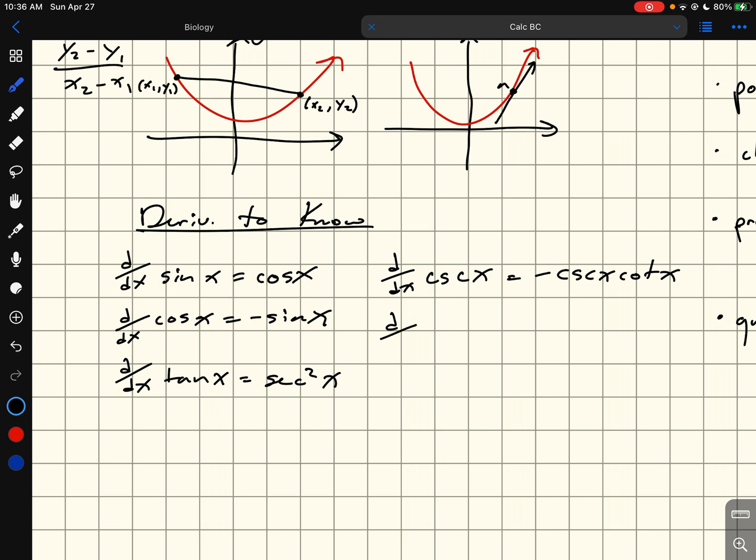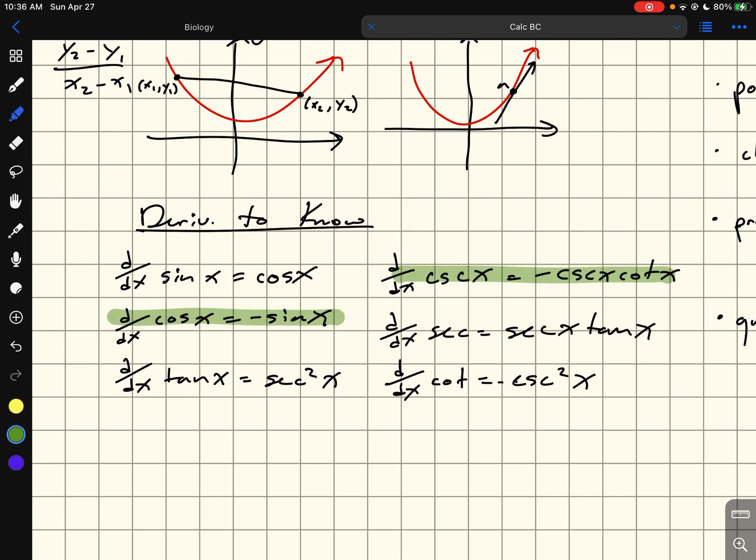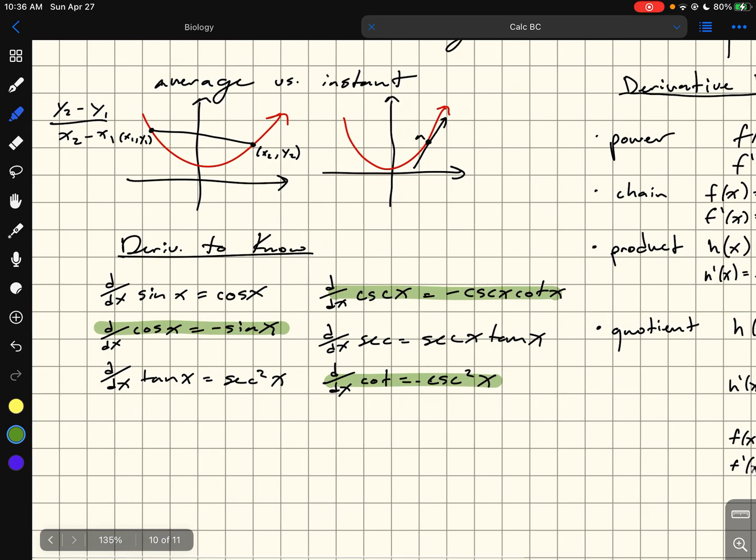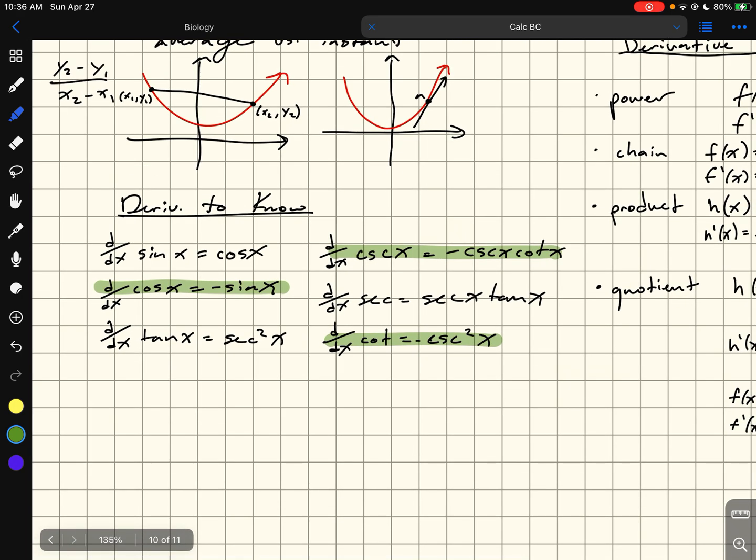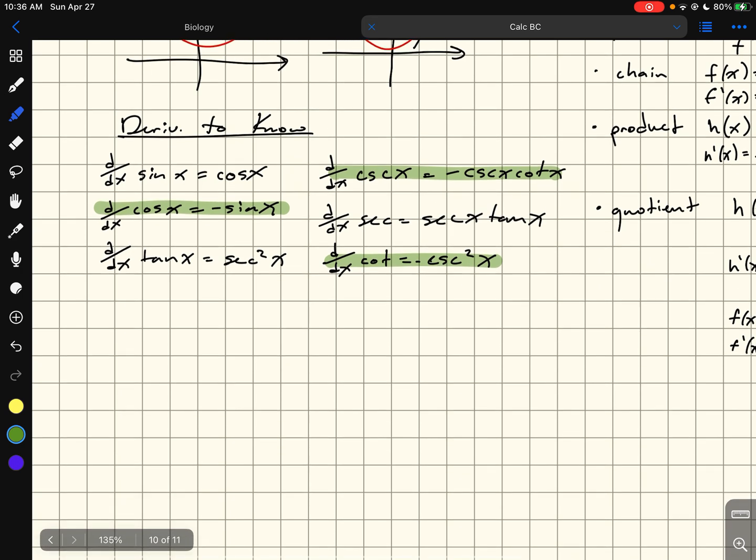So derivative of secant is secant tangent, and derivative of cotangent is cosecant squared. And then all the ones that say co are negative, okay? So that's just one more tip to help you memorize these derivatives. And then you should also know how to take the derivative of e.